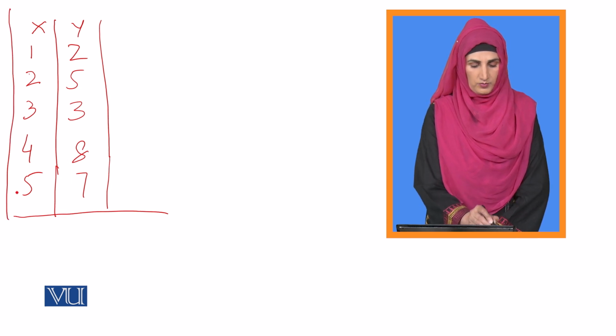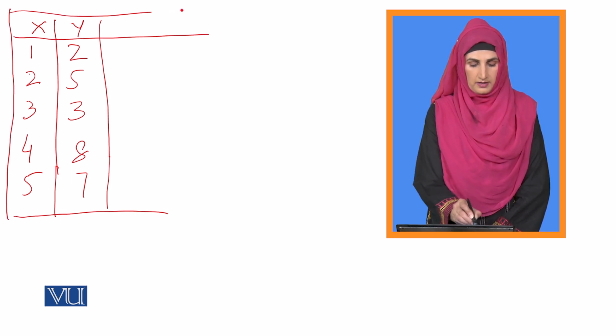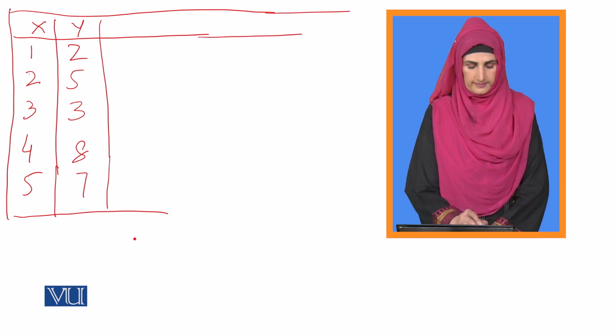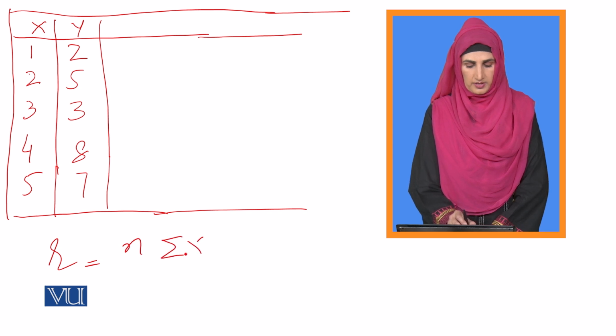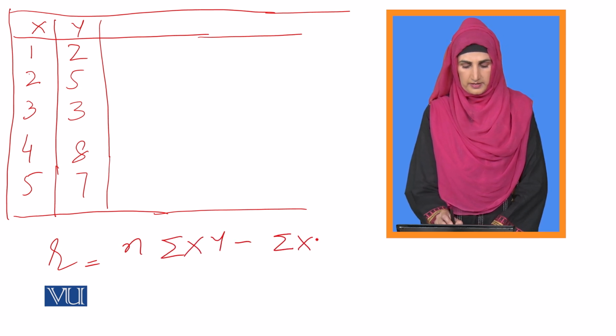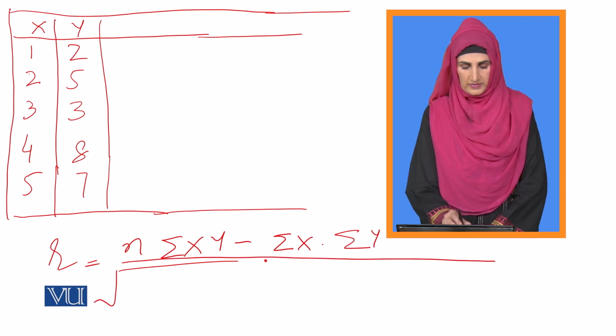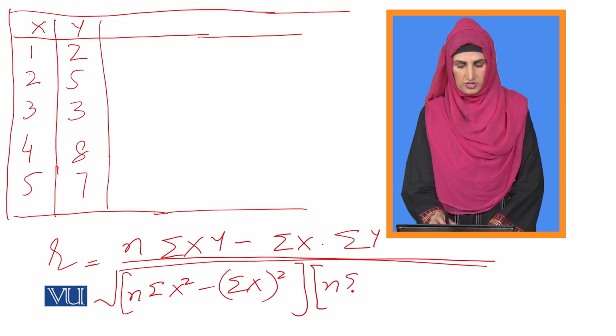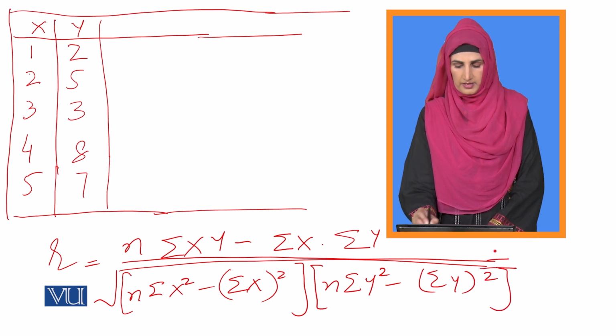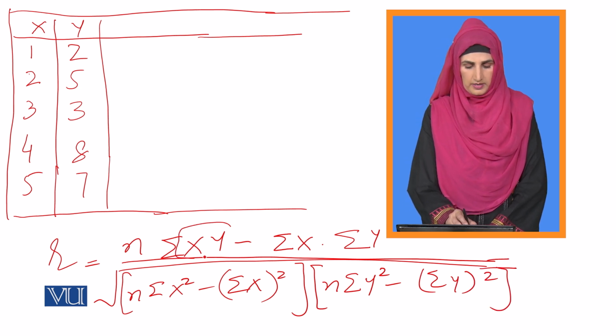Consider the formula of correlation coefficient and make necessary columns. We know the formula is n summation xy minus summation x into summation y over square root of n summation x square minus summation x whole square into n summation y square minus summation y whole square. According to the formula, we will need xy.